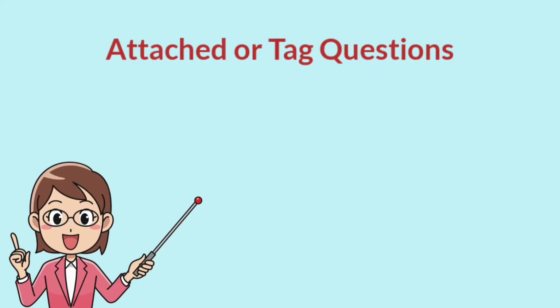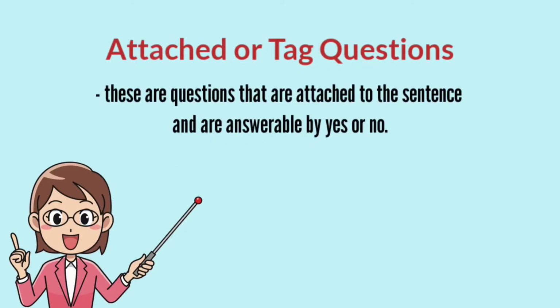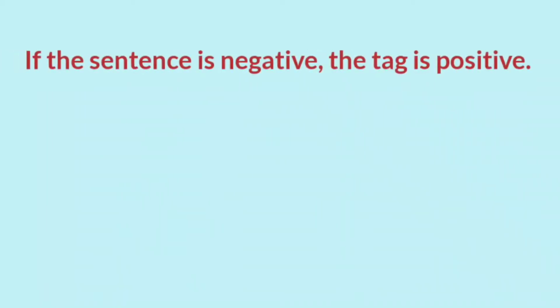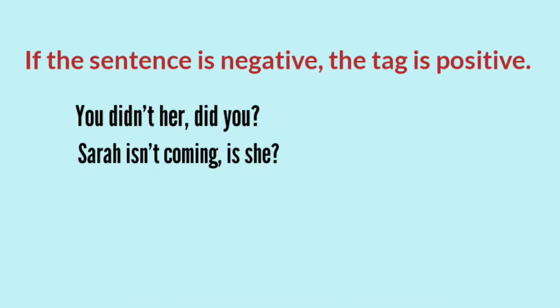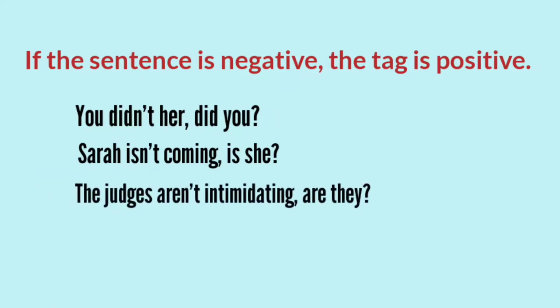Attached or tag questions. These are questions that are attached to the sentence and are answerable by yes or no. They are considered parts of the whole sentence. If the sentence is negative, the tag is positive. Some examples are the following. You didn't hurt her, did you? Sarah isn't coming, is she? The judges aren't intimidating, are they?